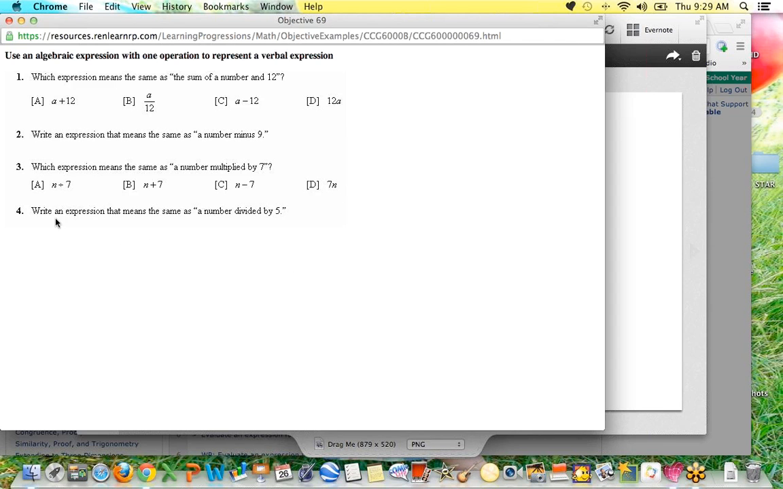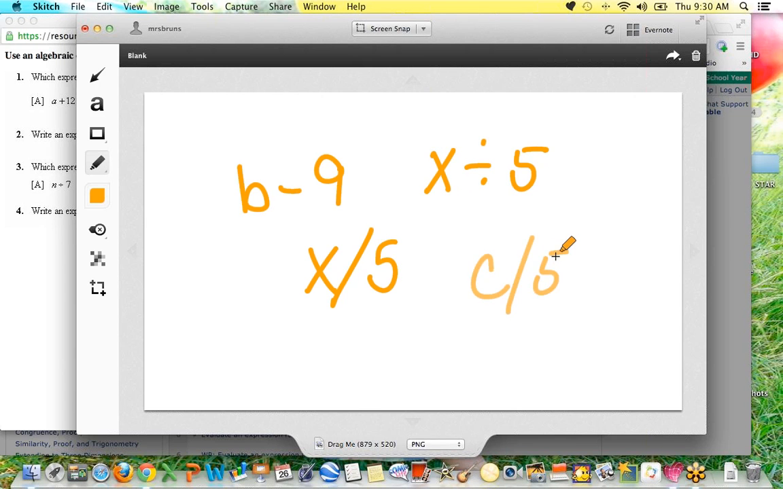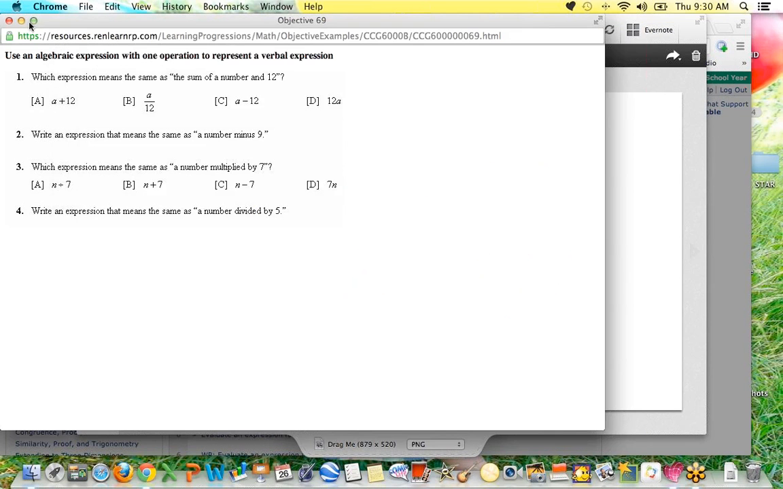All right. Write an expression that means the same as a number divided by 5. So any number divided by 5. I don't think I have the division sign on my keyboard. Oh yeah, you don't. Okay. And you don't need to type it all out. Let's just use the variable x. Oh yes, you could do a slash. That's right. So you could say x divided by 5, or you can change your variable. It could be c divided by 5. Perfect. All right, you guys are rocking this morning.